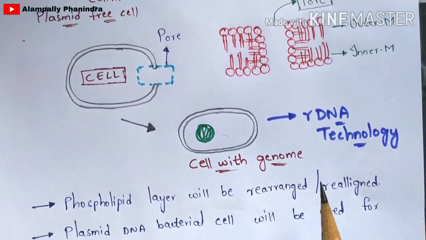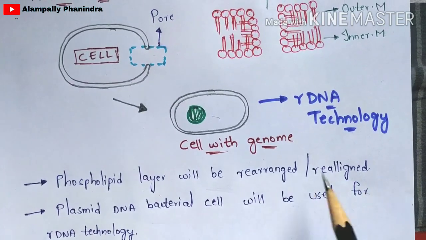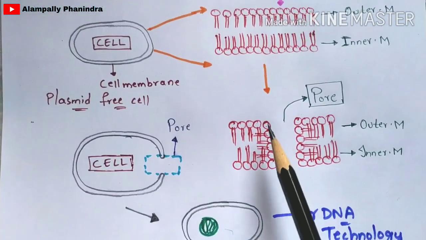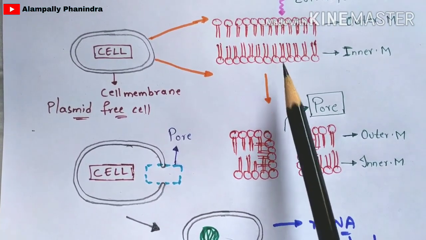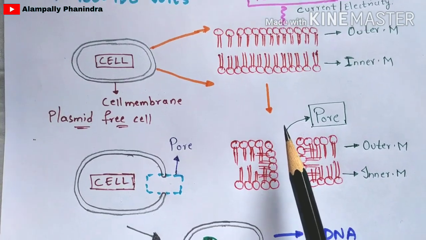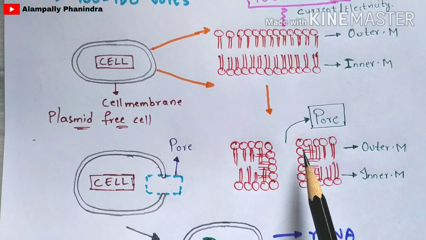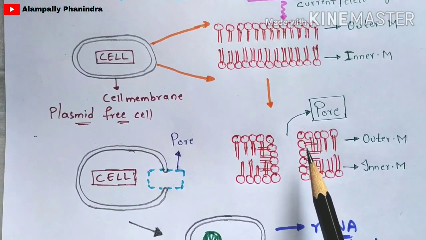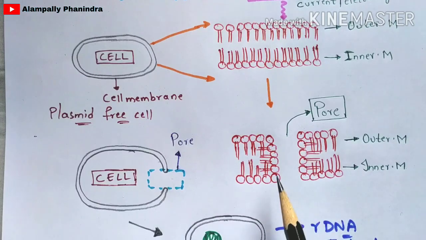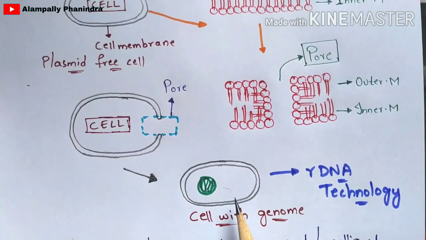What are the main important things to remember here? The phospholipid bilayer will be rearranged, or realigned. If you see both of the structures, there is quite a difference, because we apply the current here, so it forms a pore where the phospholipid bilayer is rearranged, or realigned. Another point to remember is that the plasmid DNA bacterial cell will be used for rDNA technology, which is formed in the last process. So this is about electroporation.